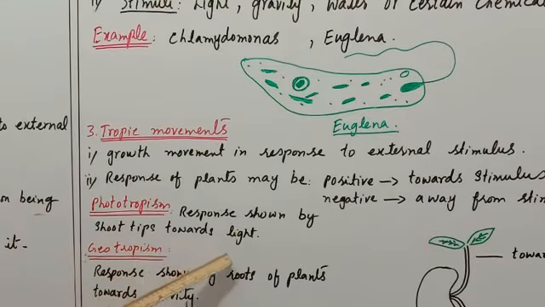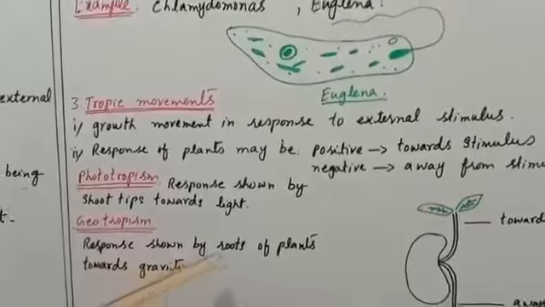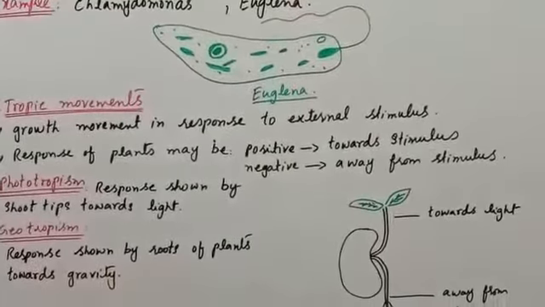There are two types of tropic movements, that is phototropism, the response shown by shoot tips towards light, and geotropism. Geo means gravity and photo means light: response towards light and response towards gravity or soil. This movement is shown by the roots of the plants towards gravity.